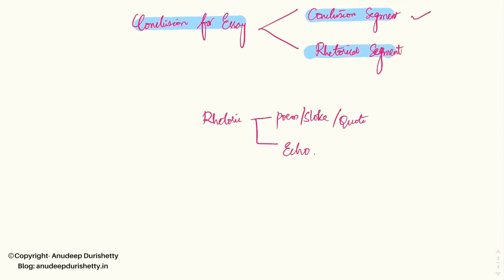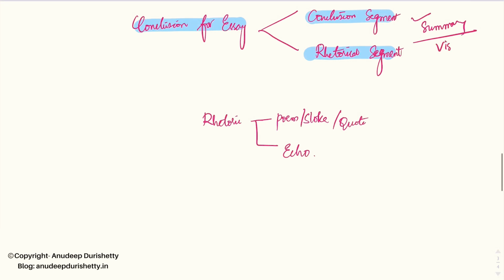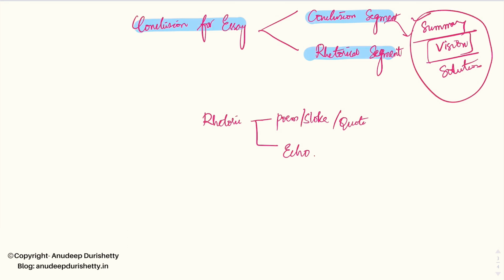Conclusion segment is a clear, concise summary of the arguments of the essay. It refreshes the mind of the reader and brings a sense of closure to the text. It must also present a vision for the future, presenting the solutions and suggestions that will help solve any issues that you may have raised in the main body. These are all included in the conclusion segment.